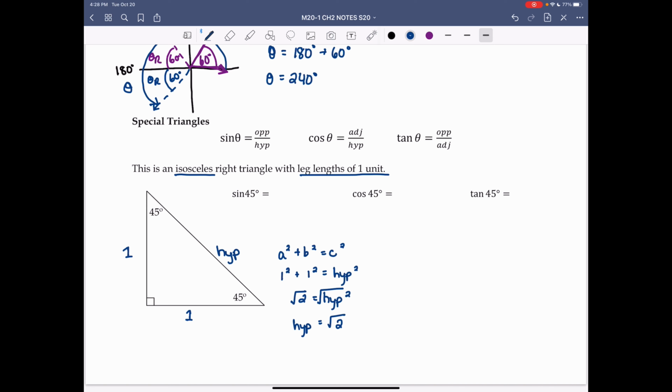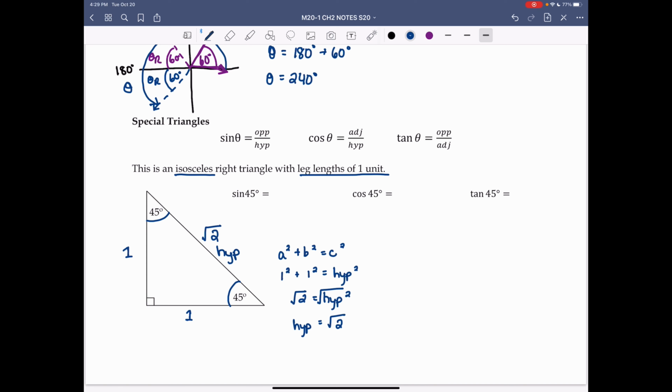So we can write that on our picture. Hypotenuse is square root 2. Then if we want to write the trig functions for the acute angles in this triangle, notice the 2 angles are the same. The 2 acute angles are the same because it's an isosceles right triangle. So those have to be 45 because we have a right angle of 90. All 3 angles need to add to 180. 90 plus 45 plus 45 is 180.